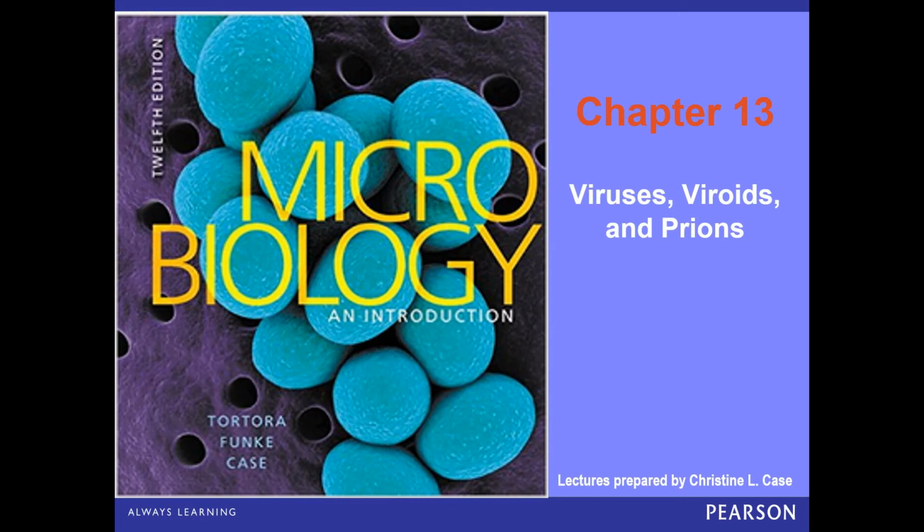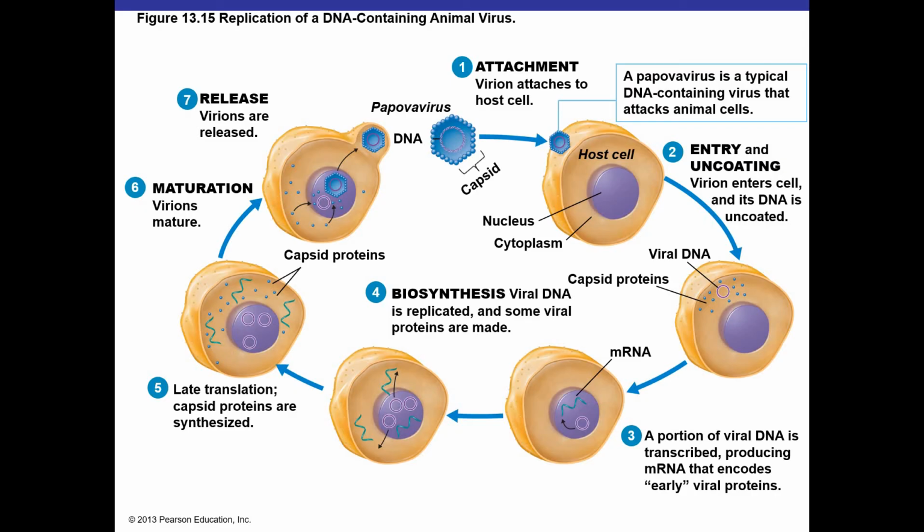Part B of Chapter 13, we're going to continue looking at the life cycles of the viruses. We left off in Part A looking at the DNA virus of animal virus replication. So we see that the virus is going to attach. Again, entry into the cell first has to be uncoated, and then we see the release of the viral DNA and the capsid proteins.